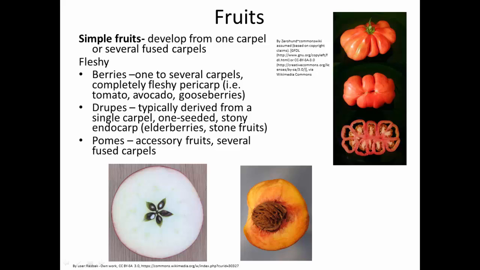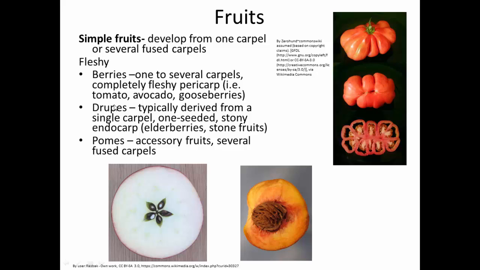An avocado is another example of a berry. So you've got the leathery dark exocarp, and then you've got a completely soft mesocarp and endocarp. And then what you see inside is the seed. So it is completely soft until you get to that hard seed. Gooseberries are another example of a plant native to California that generates fruits that are berries.